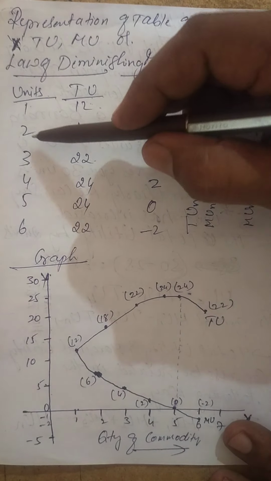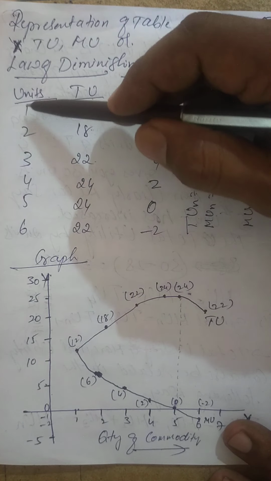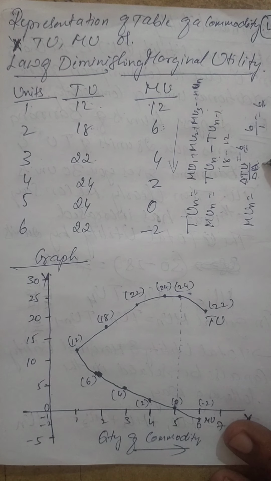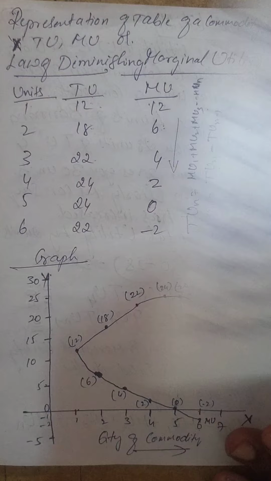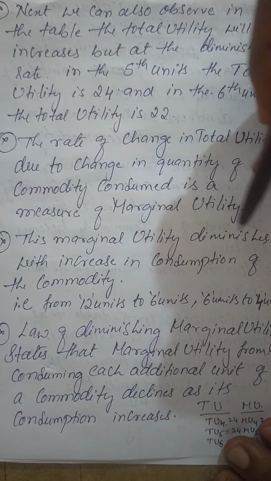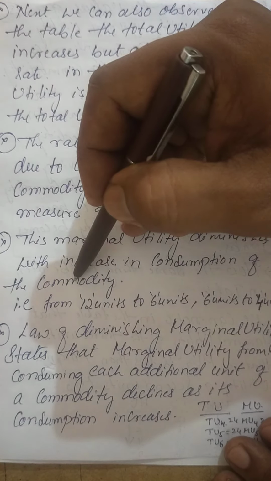Now the change in quantity is nothing but 2 minus 1, which is 1. That is delta Q. So this becomes marginal utility. That is the point. It says very clearly that marginal utility diminishes with increase in consumption of the commodity.